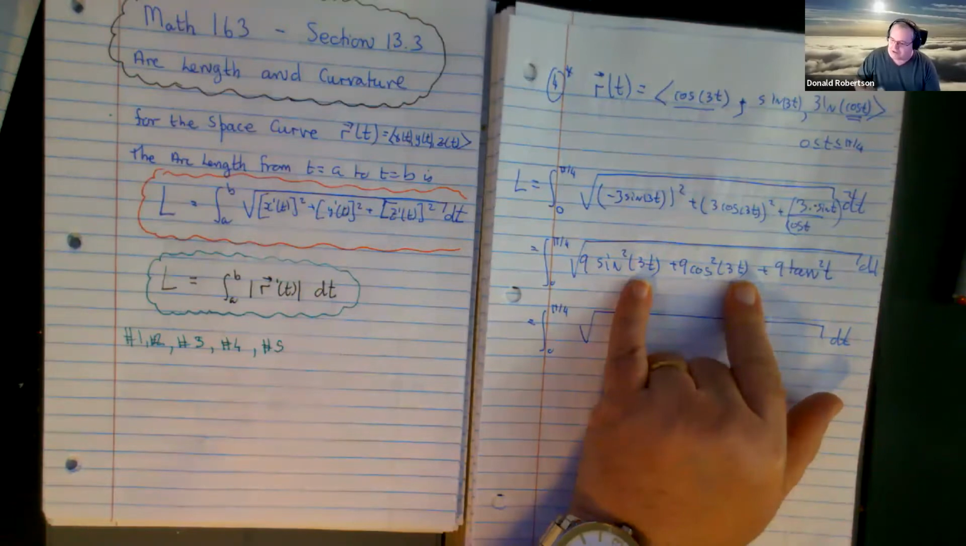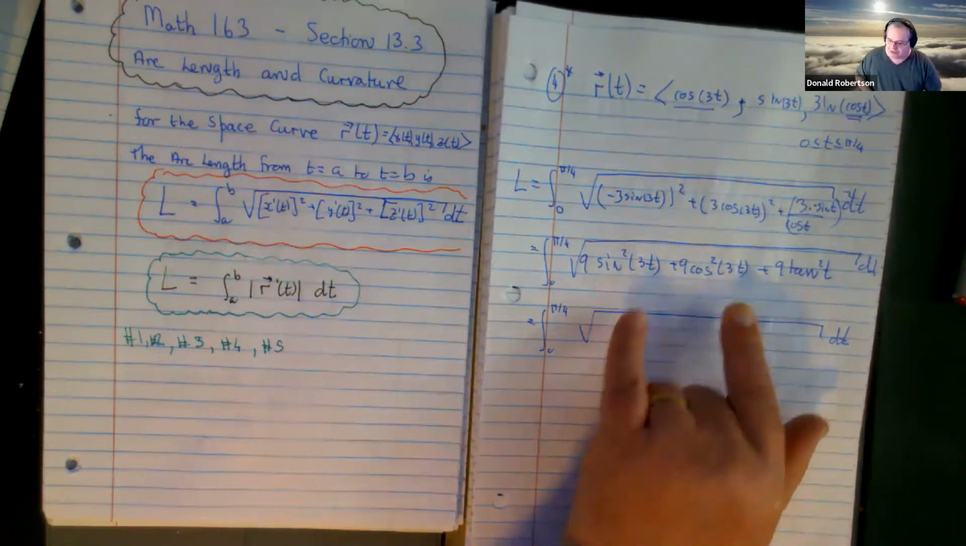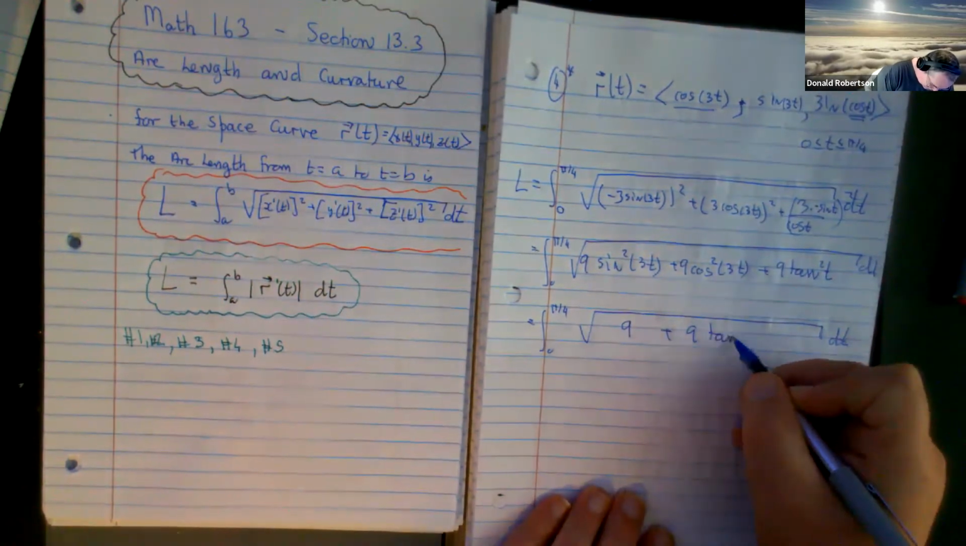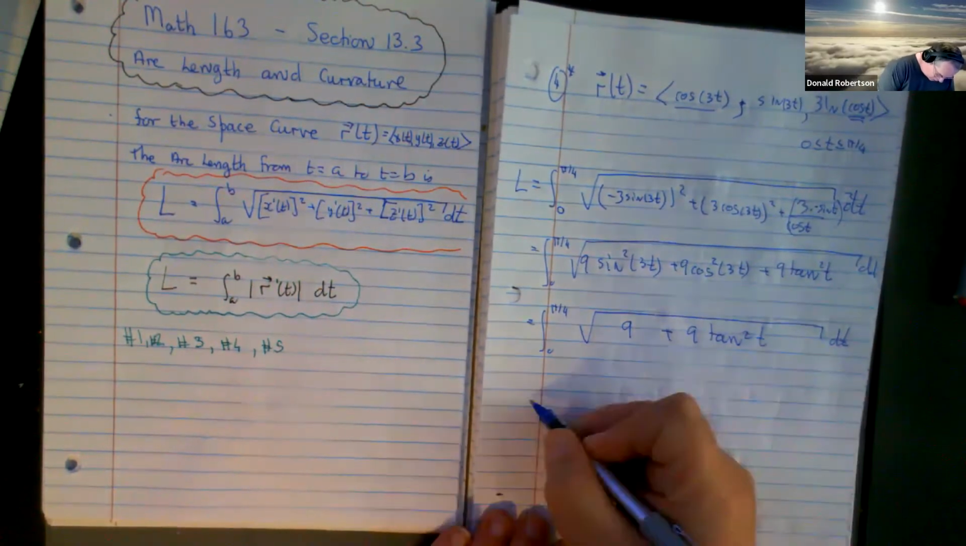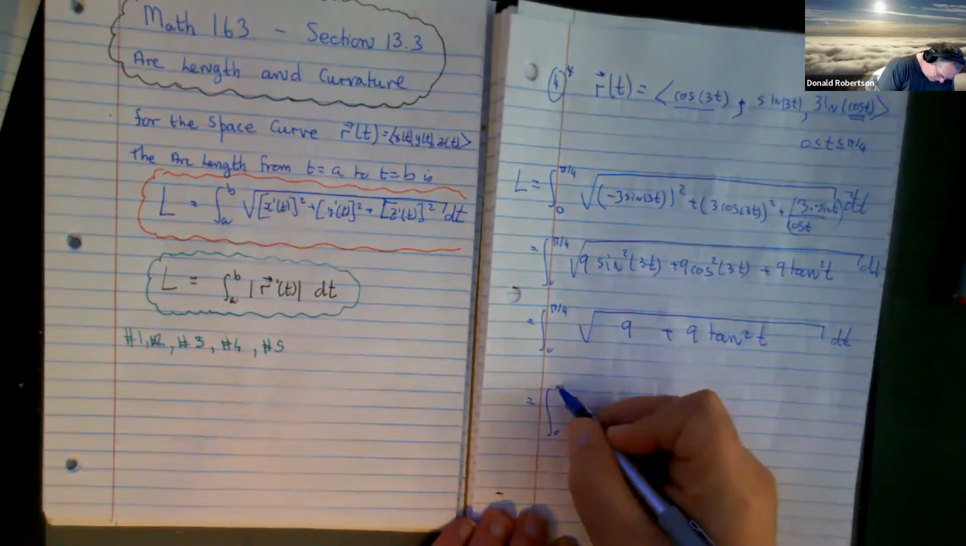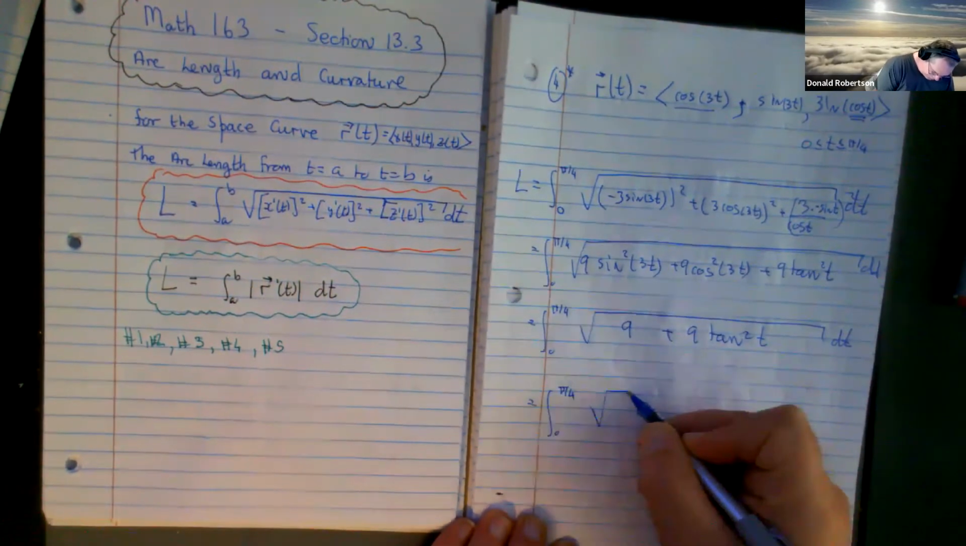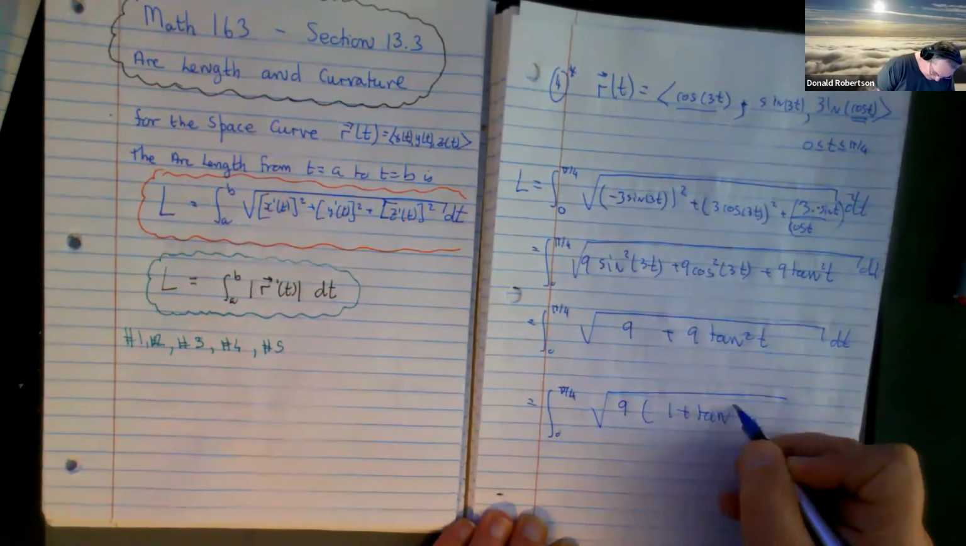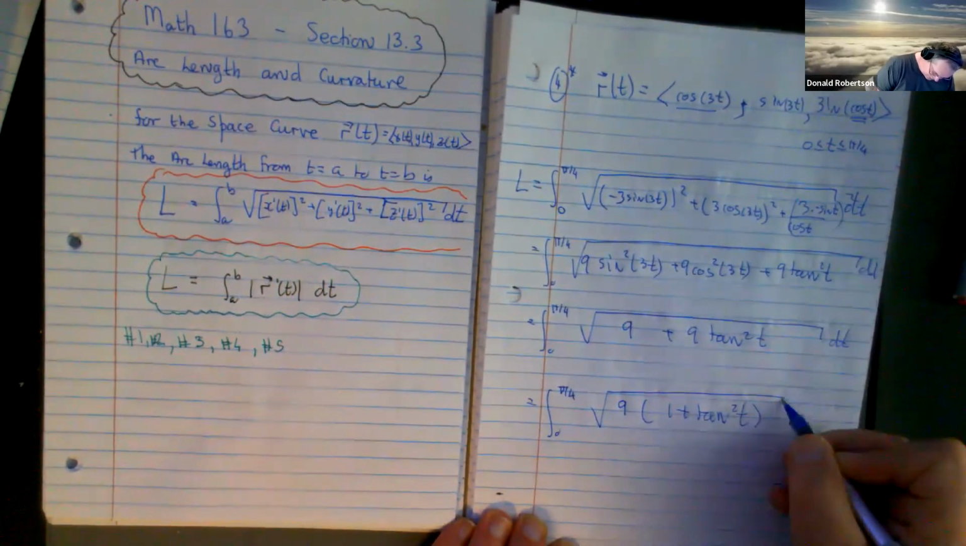Sine squared t, sine squared 2t, sine squared 20t, as long as the other one matches it, it's just the same as sine squared plus cos squared, right? So that's just 9. And then we have 9 tan squared. And I'm going to do the next part. I'm pulling out 9. And now I'm leaving that left.